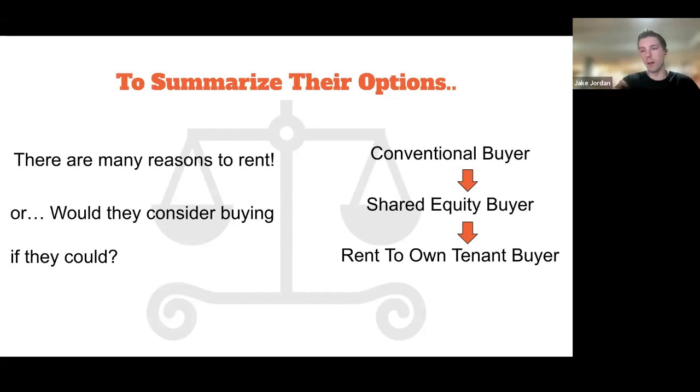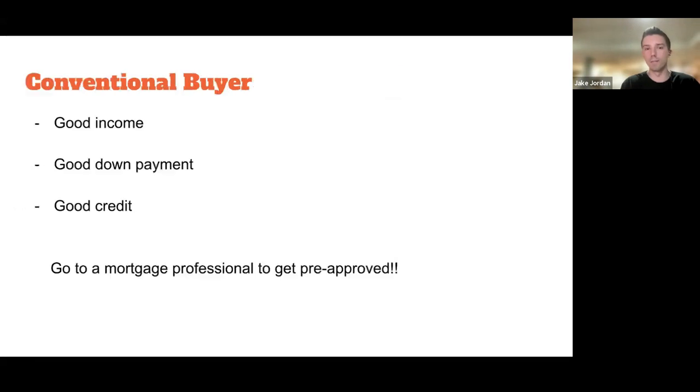Shared equity buyer, we're going to dive into that, as well as rent to own tenants. They're great. Rent to own is an awesome program, but it's only awesome for the people that need it. If you have a buyer that could conventionally buy or could be a shared equity buyer within the next 6 months to a year, I'd say they're better off going that route. But rent to own's a great system for the people that need it.